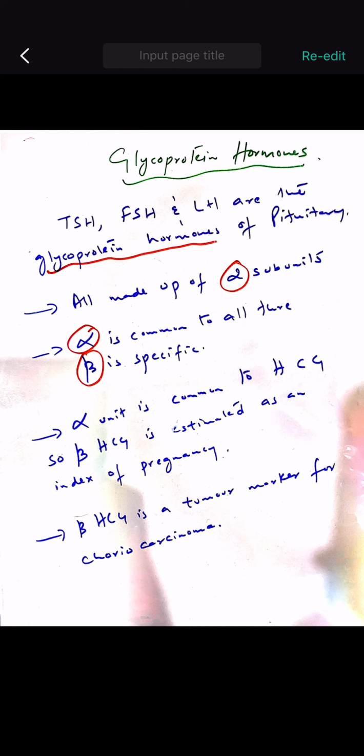All three of them have the alpha subunit, which is common to them, and the beta subunit is specific for each one. The alpha subunit is also common to human chorionic gonadotropin, the HCG. Beta HCG is estimated as an index of pregnancy, as it is specific for pregnancy. Beta HCG is also a tumor marker for choriocarcinoma. Now we will study the different hormones in detail.